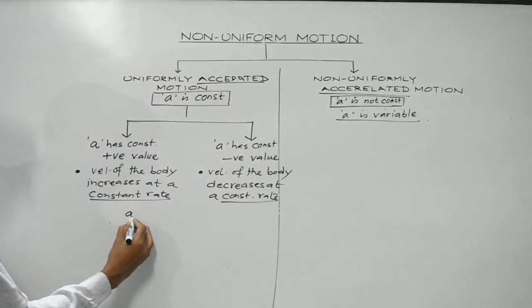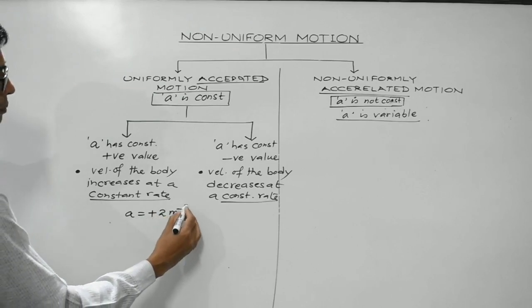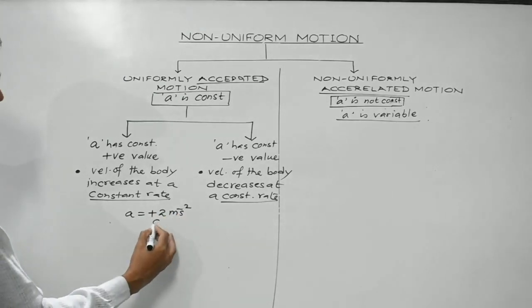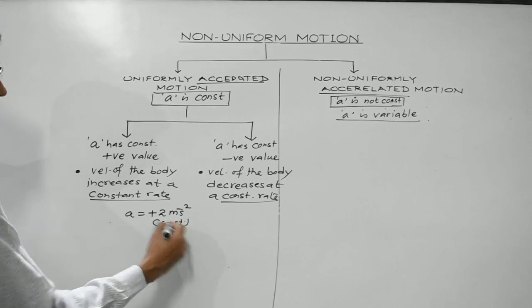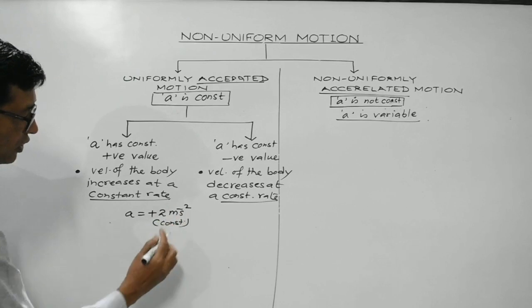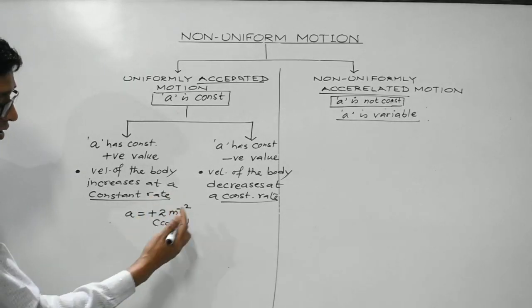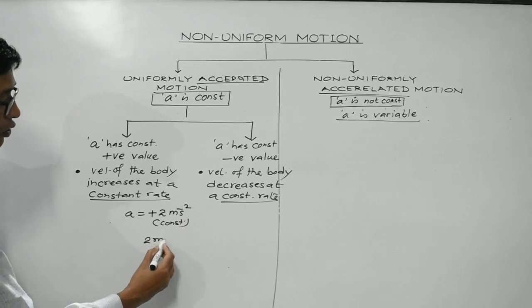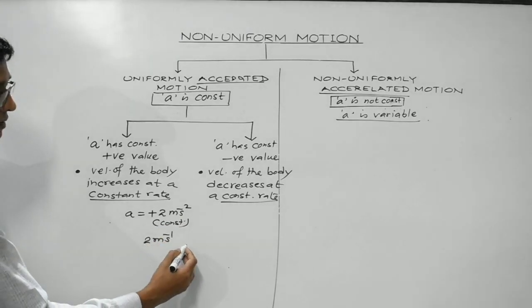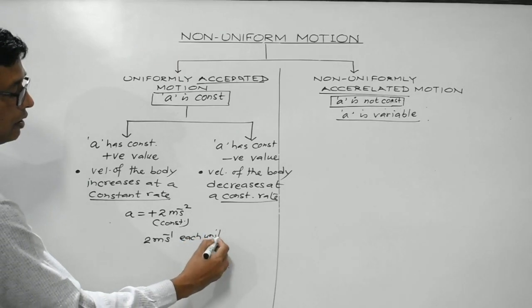Suppose A is having a value of plus 2 meter per second square, and it's constant, it's not changing with time. So what I mean to say is that, just concentrate on the unit. The body is increasing its velocity at the rate of 2 meter per second, each unit of time.